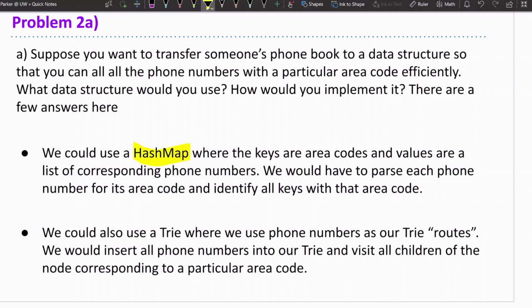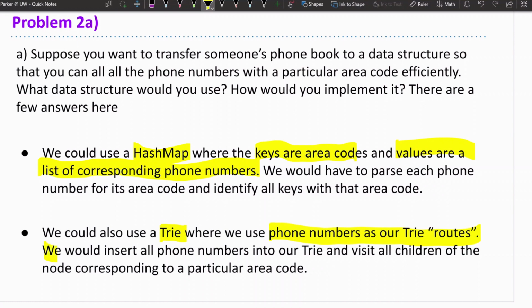We can use a hash map where the keys are area codes and the values are a list of corresponding phone numbers. And then we would have to parse each phone number for its area code and identify all keys with that area code in order to look for all phone numbers that share a particular area code. The other way to implement this would be to use a trie, where we use phone numbers as our trie keys, right? Each node in our trie represents one digit of our phone number.